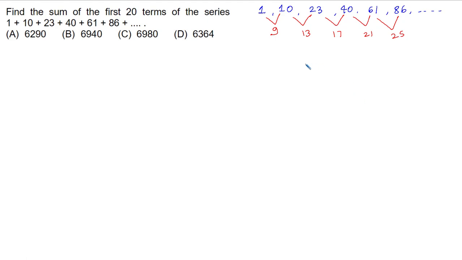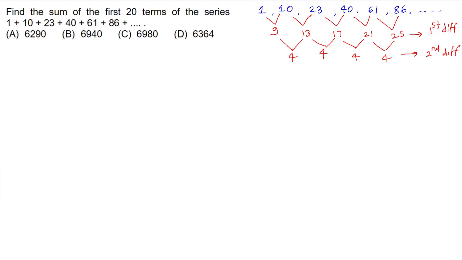Now if I take the differences of differences, the difference between 9 and 13 is 4, between 13 and 17 is 4, between 17 and 21 is 4, and here also the difference is 4. So this is called the first difference, and this is called the second difference. So over here the second difference is constant.